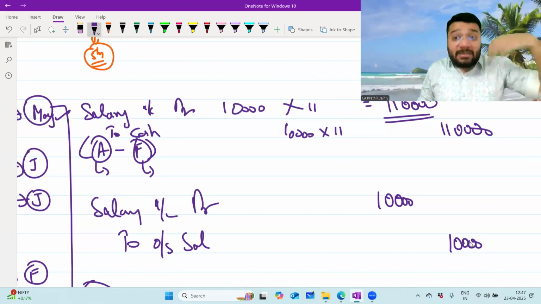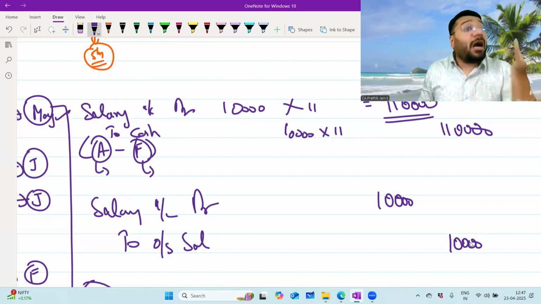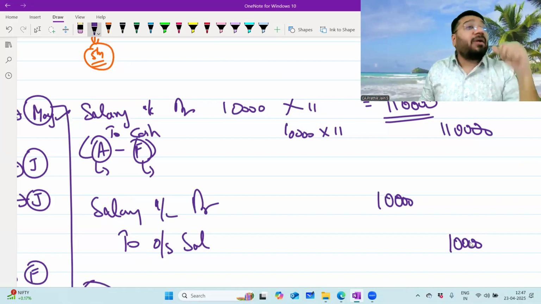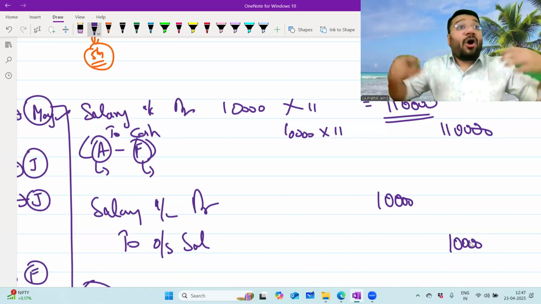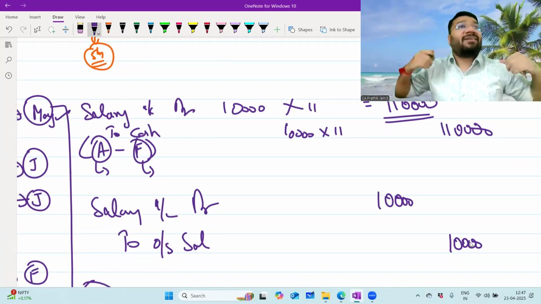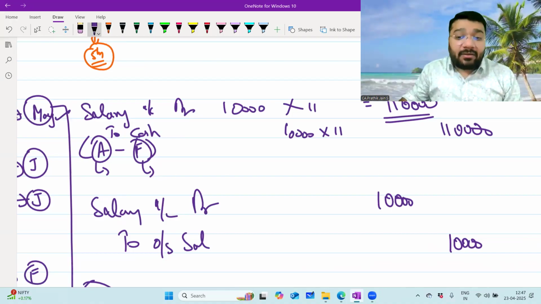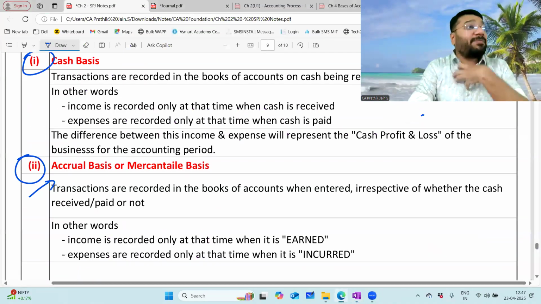One point. This matching principle came because of which concept? Accrual concept. What does the accrual concept say? Record the expenses when they are incurred.